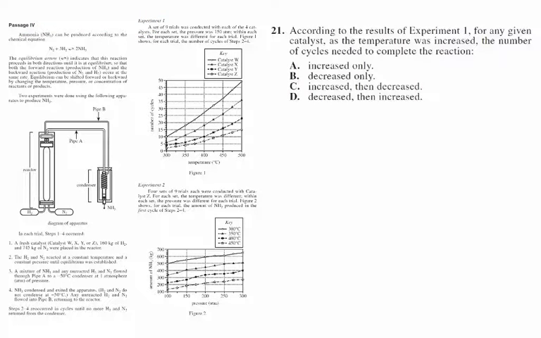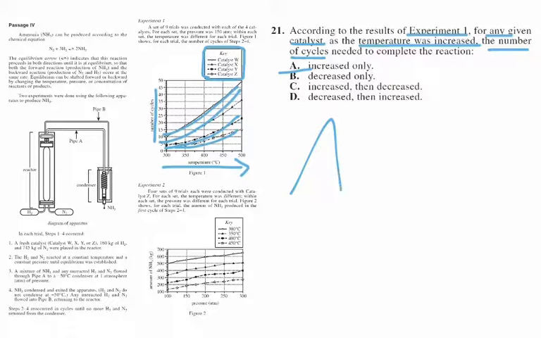Question 21: According to the results of experiment 1, for any given catalyst, as the temperature was increased, the number of cycles needed to complete the reaction did what? So the temperature goes up. What happens to the cycles? They increase only, no matter which one. So the answer is A.